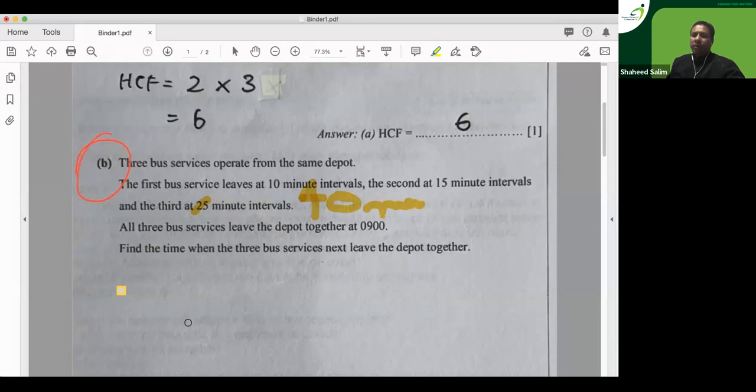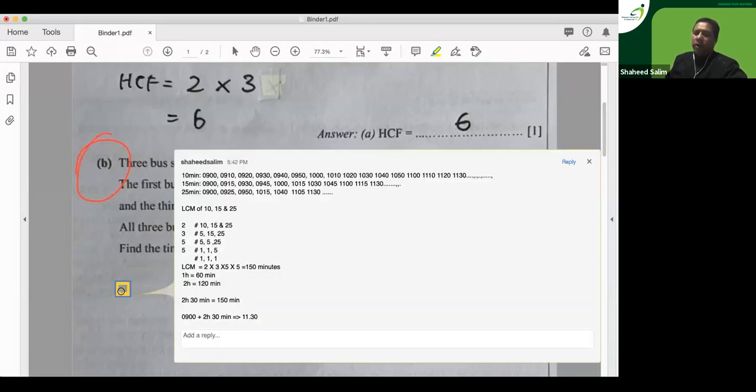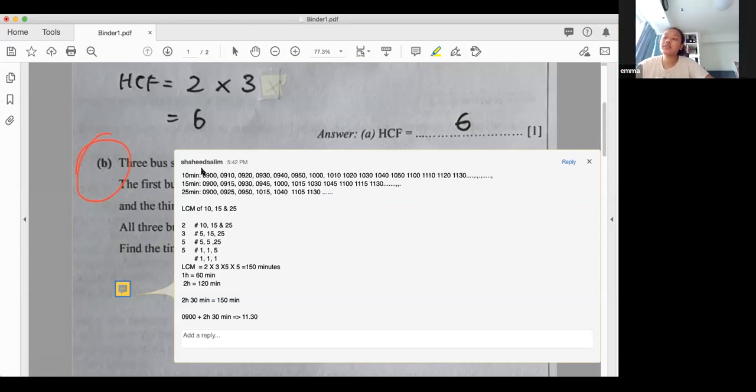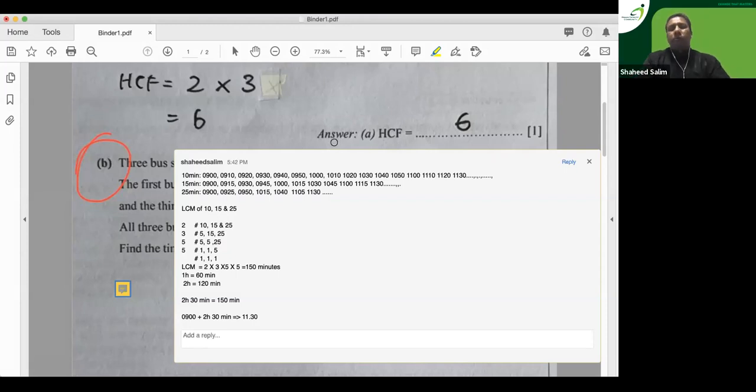You can do LCM method. Okay, I just show it here. Or you can do the listing method. 11 o'clock. 11 o'clock. Well done. So you get it? Easy, right? Okay.